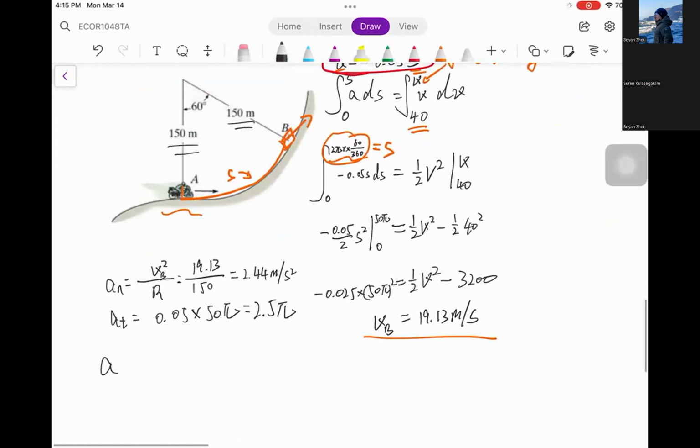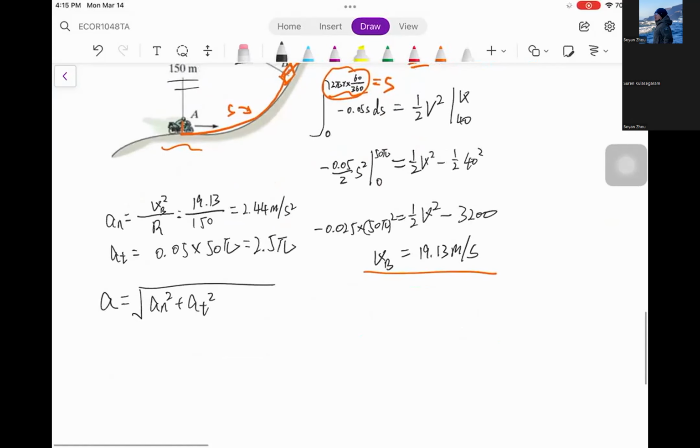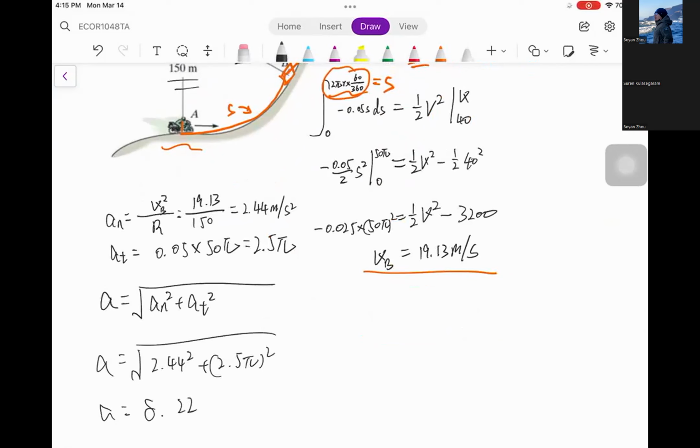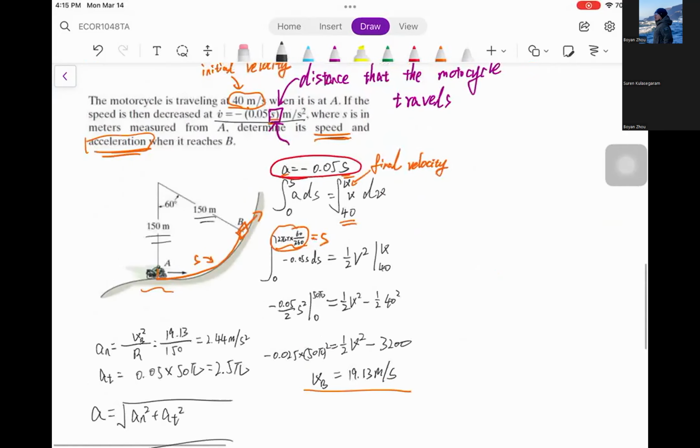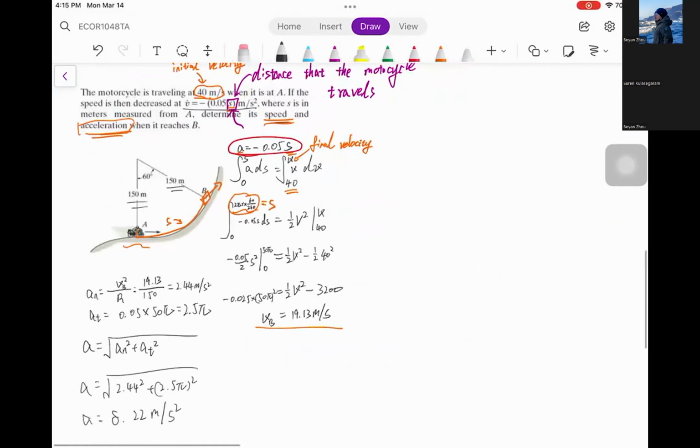And the acceleration A is equal to, put them together, the square root of (2.44 to the power of 2 plus 2.5 pi to the power of 2). So that is equal to 8.22 meter per second square. So that is the magnitude for the acceleration.